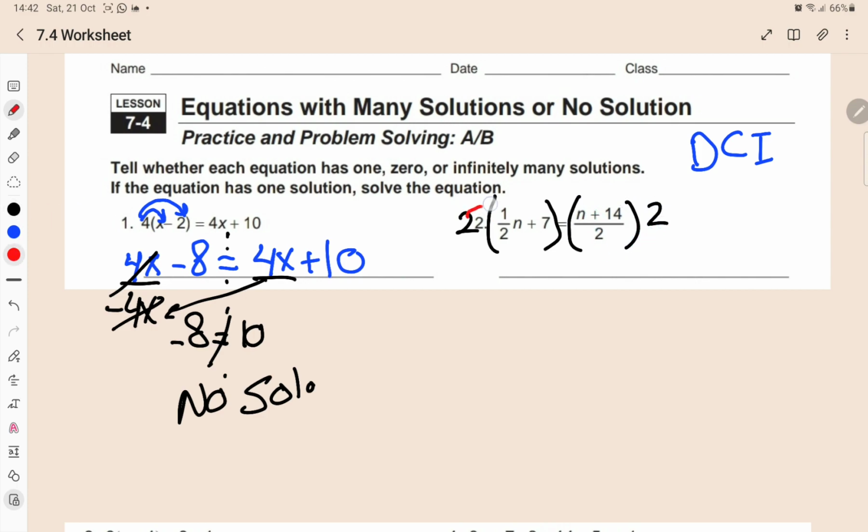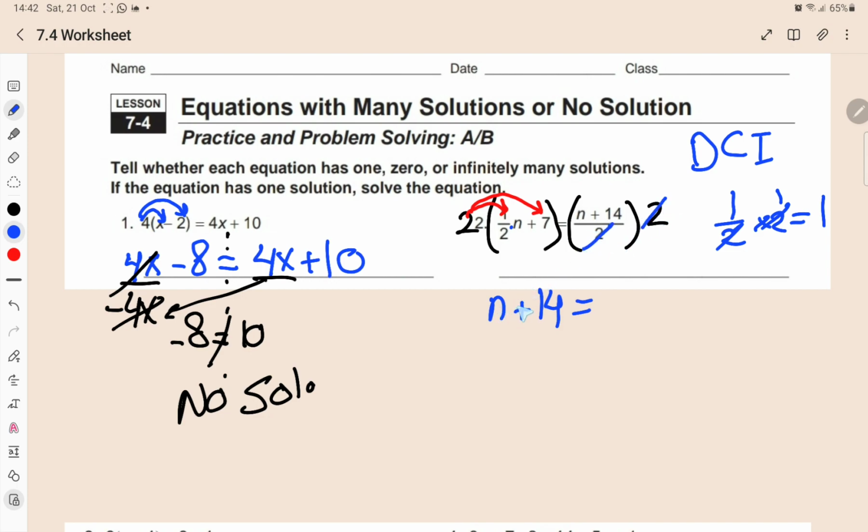Now let's distribute. This 2 will be multiplied by half n, and it will be multiplied by 7. So 2 times half, we said that half times 2 will equal 1. Why? Because 2 divided by 2 is 1, and 1 times 1 is 1. So now it becomes 2 times half, just 1, 1n, plus 2 times 7, 14, equals, what do you have here? N plus 14 over 2 times 2. Again, what will happen?